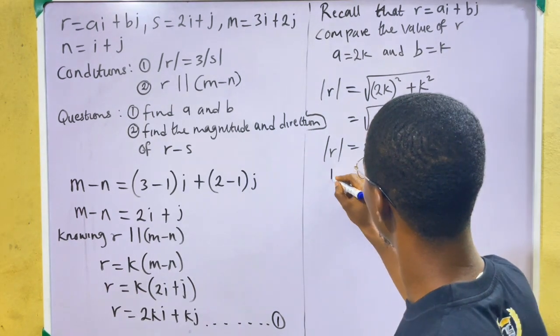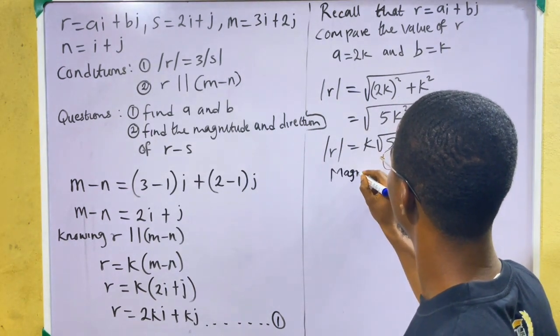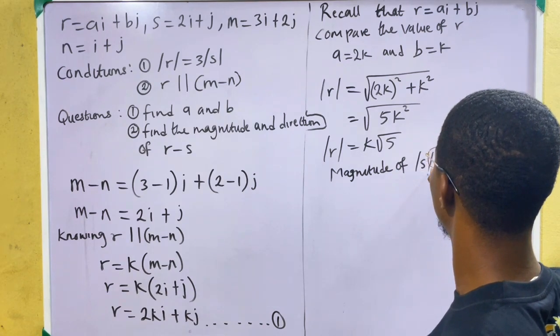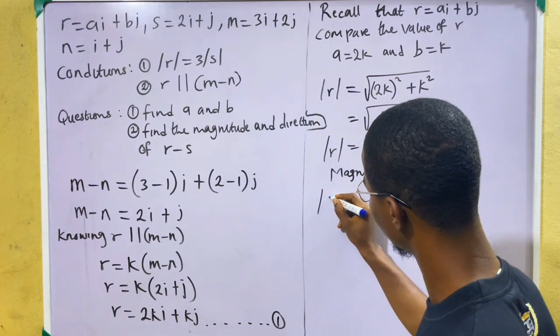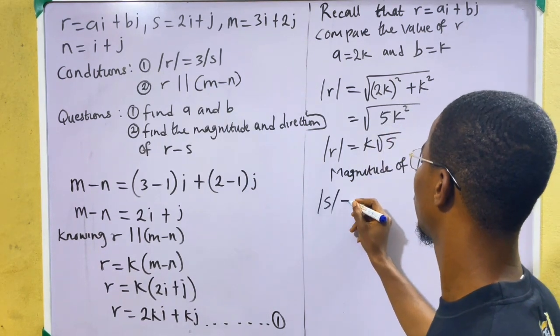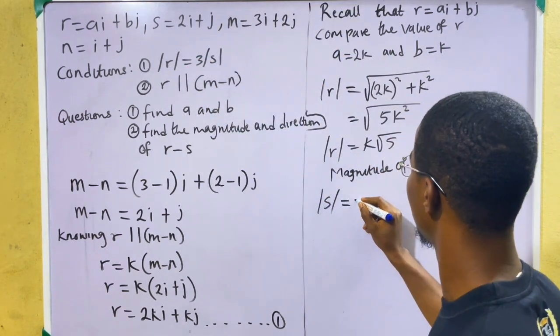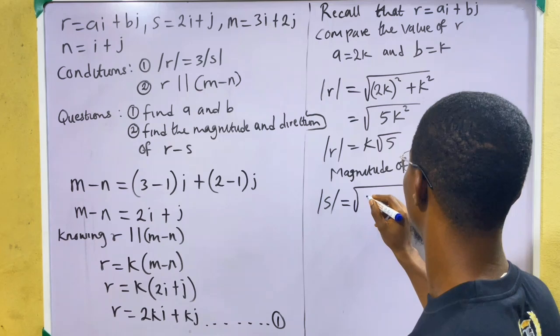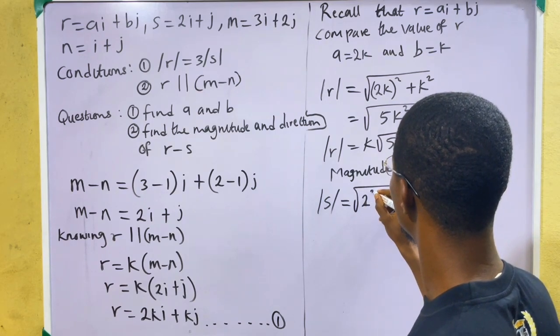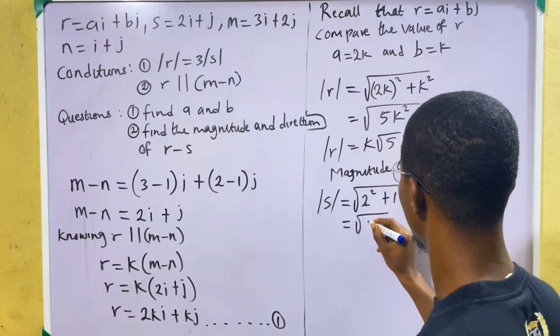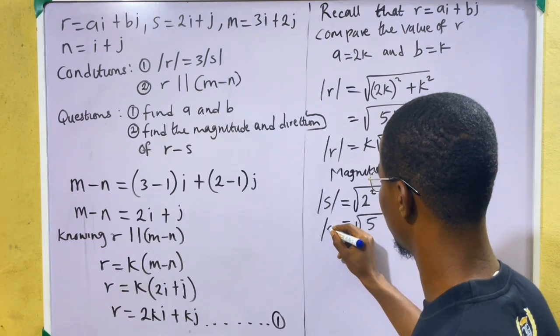So let's go for the magnitude of S. What's our S there? That's 2i plus j. That will be the square root of 2 square plus 1 square, and I believe this will give us just root 5.